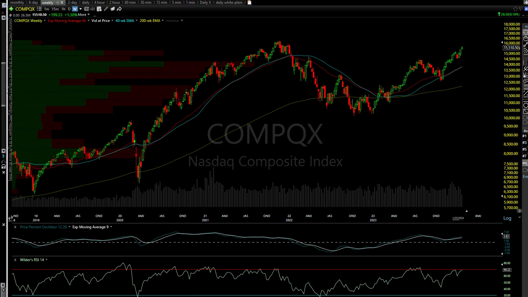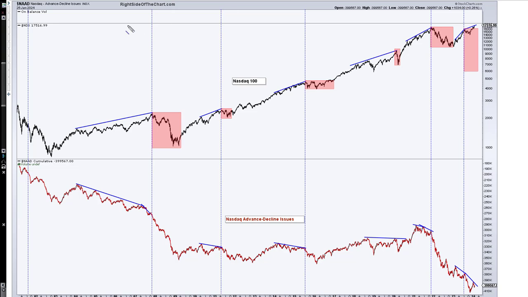Let me cue up another one. Okay, another one of my favorites, the NAAD. That's the NASDAQ Advancing versus Declining Issues. So up top, as you can see here, you have the NASDAQ 100.